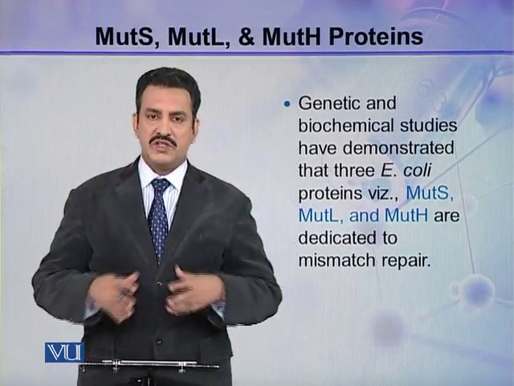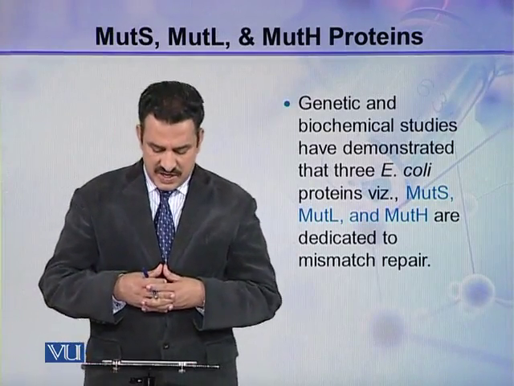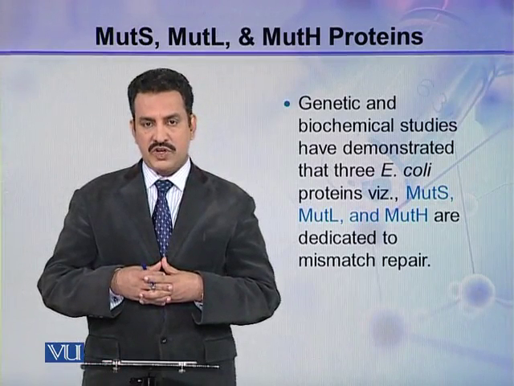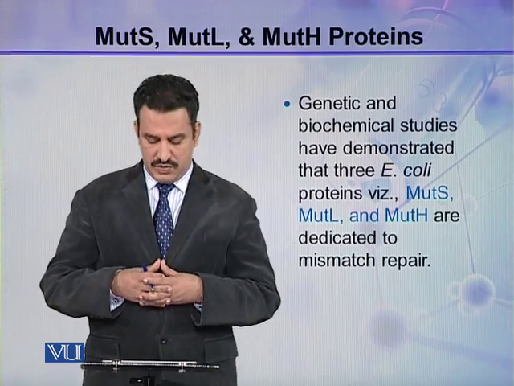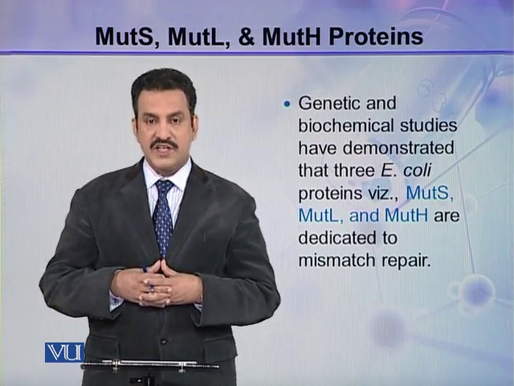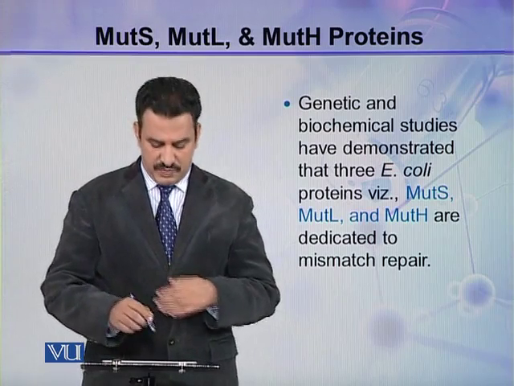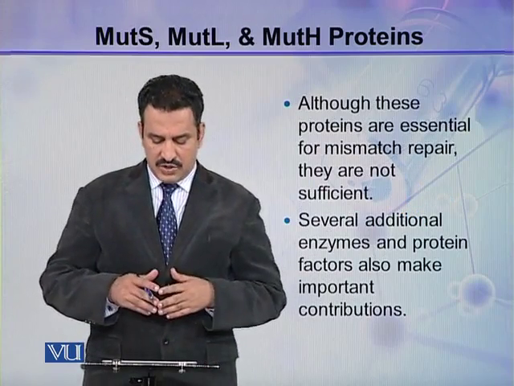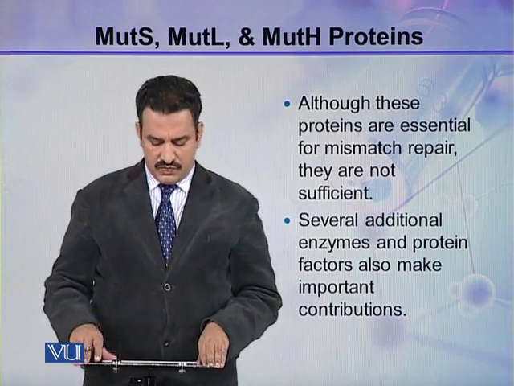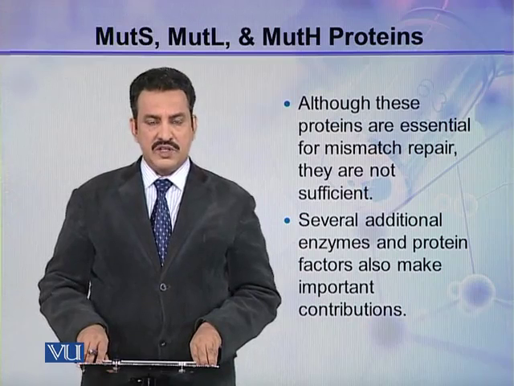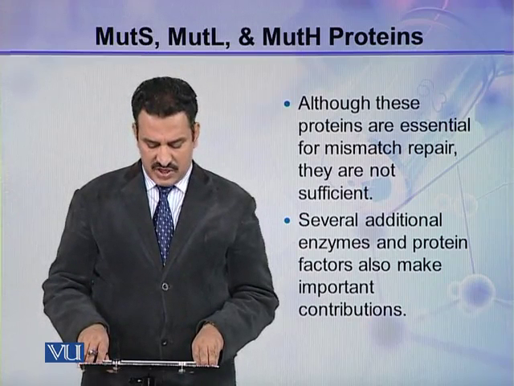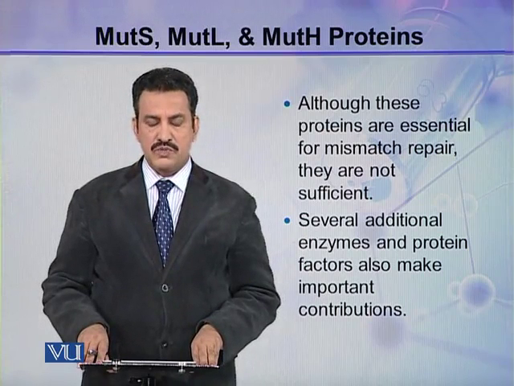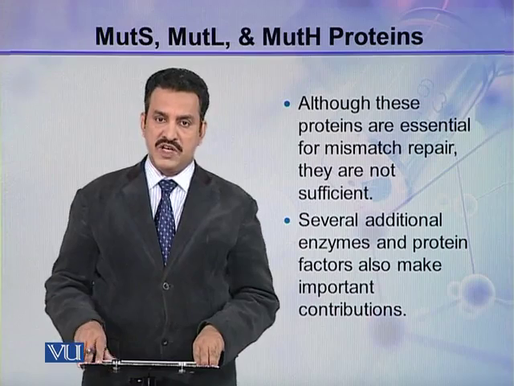Genetic and biochemical studies have revealed that three E. coli proteins, namely MutS, MutL, and MutH, are dedicated to mismatch repair. Although these proteins are essential for mismatch repair, they are not sufficient. Several additional enzymes and protein factors also make important contributions towards this mismatch repair.